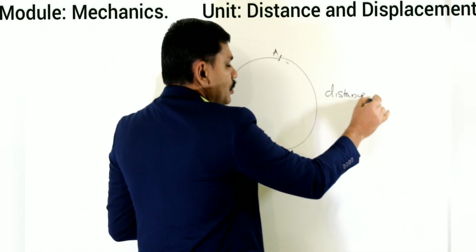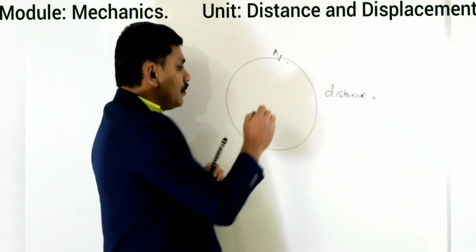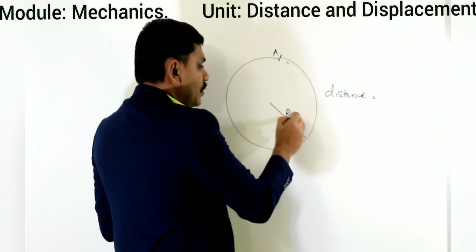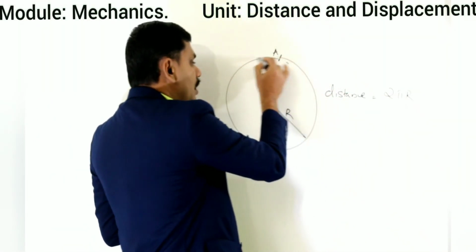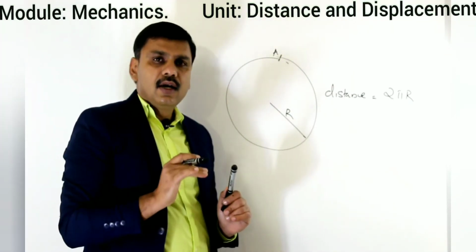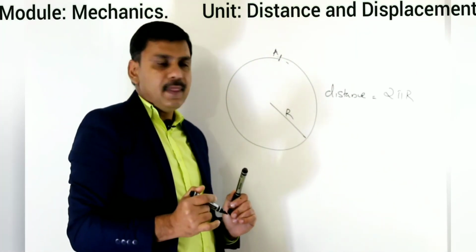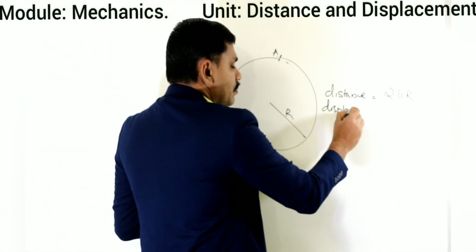Distance equal to the circumference of the circle. This is the radius of the circle, and the circumference will be 2 pi r. So this is the path covered by the object. That is the circumference of the circle, equal to 2 pi r. Then what will be its displacement?